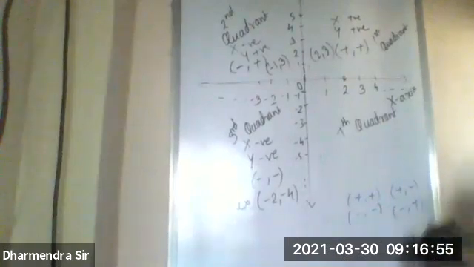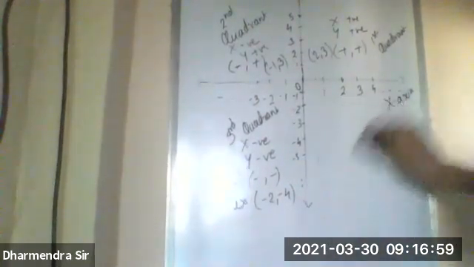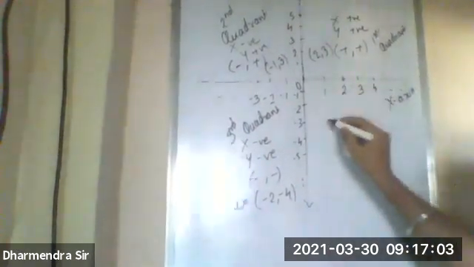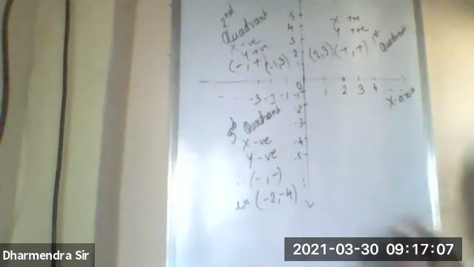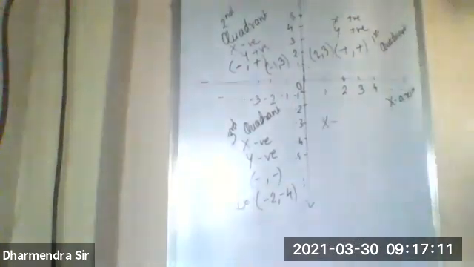So this last part is expected from your side. Fourth quadrant. Always first we are discussing x, then we are discussing y. Here, is x positive or negative?